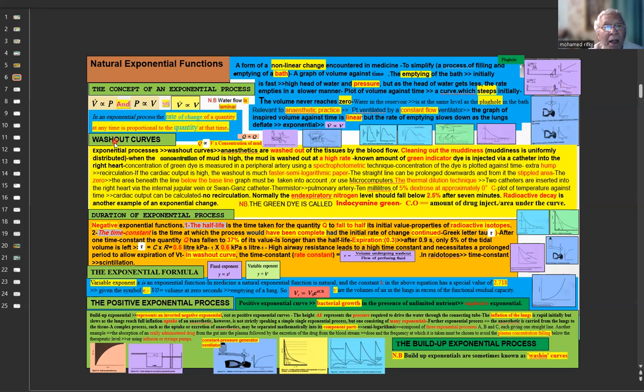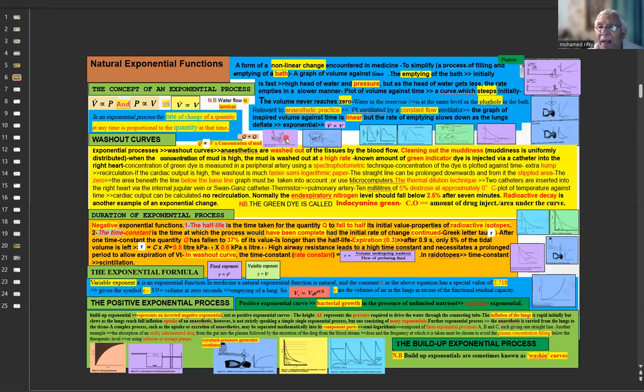Now we come to what we call washout curves. What's the meaning of a washout curve? Suppose we have a tap full of mud, and this mud must be evenly distributed, and then we open the plug hole. So the mud will come out through the plug hole, first of all, in a speedy way. In other words, the amount of mud present in the beginning is correlated, of course, to the concentration of the mud present at that time. So this is an exponential method.